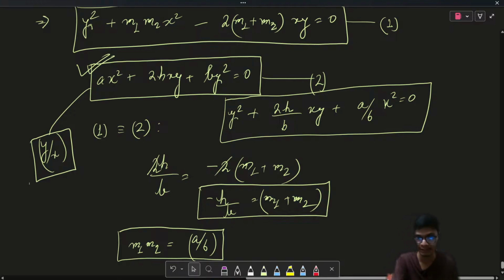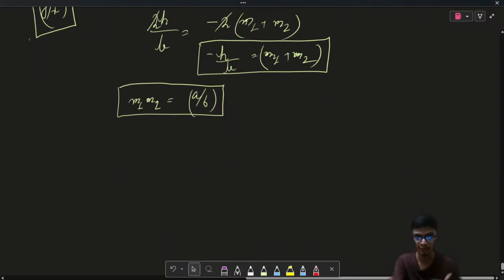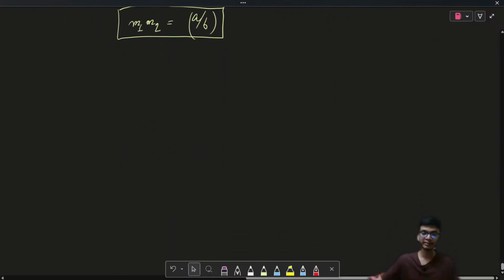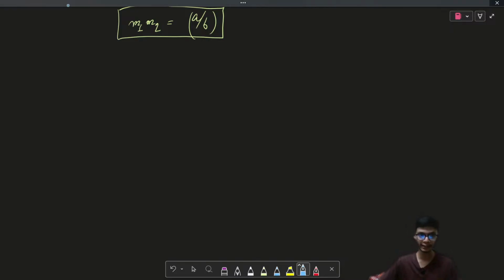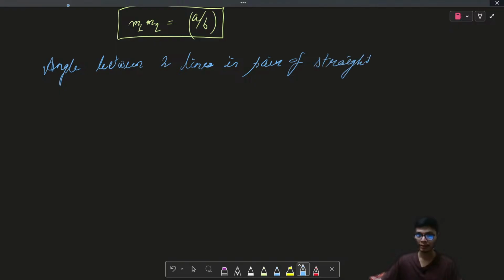So using this particular relation, we can also find out some other important properties regarding this, that is called the angle between the two lines in a pair of straight lines. So, the angle between the pair of straight lines.